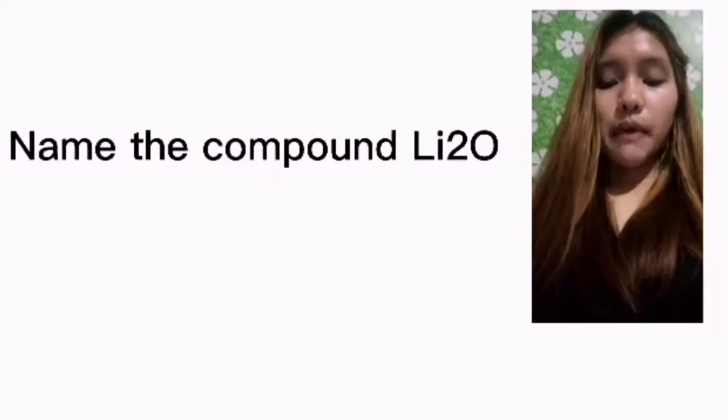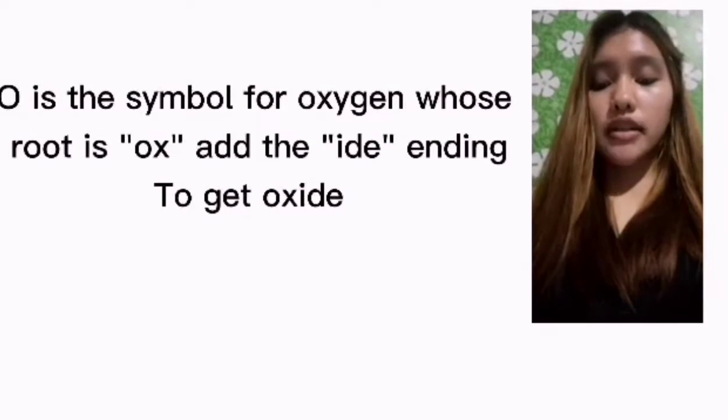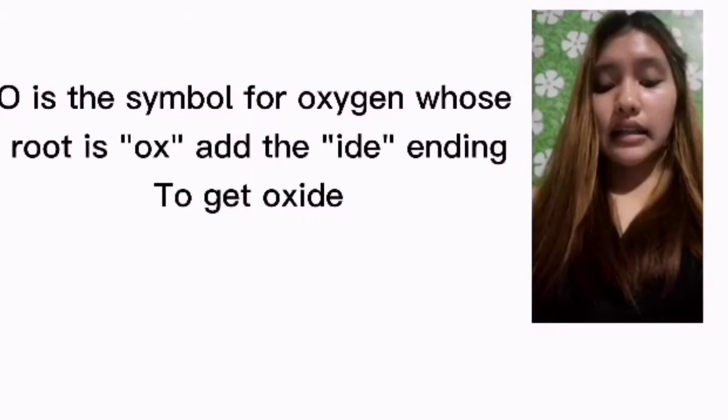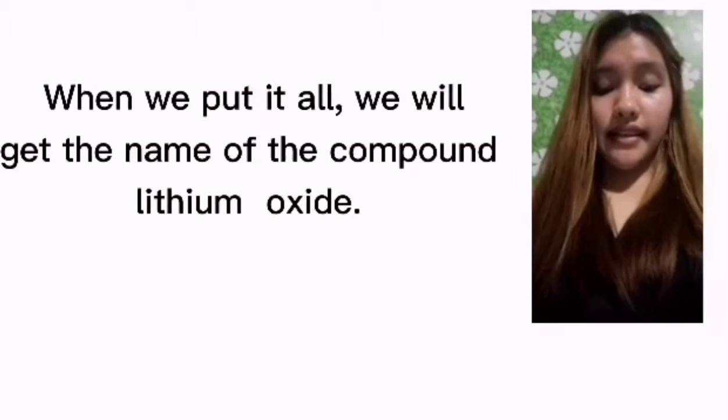Name the compound Li2O. Li is the symbol for lithium. O is the symbol for oxygen, whose root is ox. Add the ide ending to get oxide. When we put it all together, we get the name of the compound: lithium oxide.